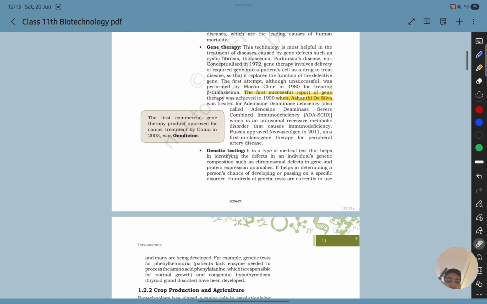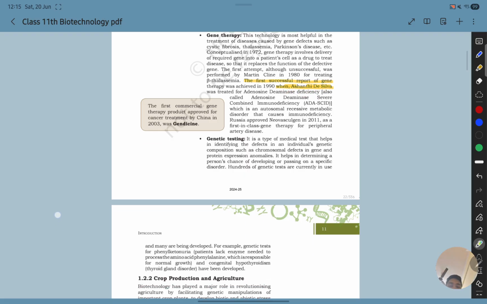Now we move forward. The first successful report of gene therapy was achieved by D. Silvia.